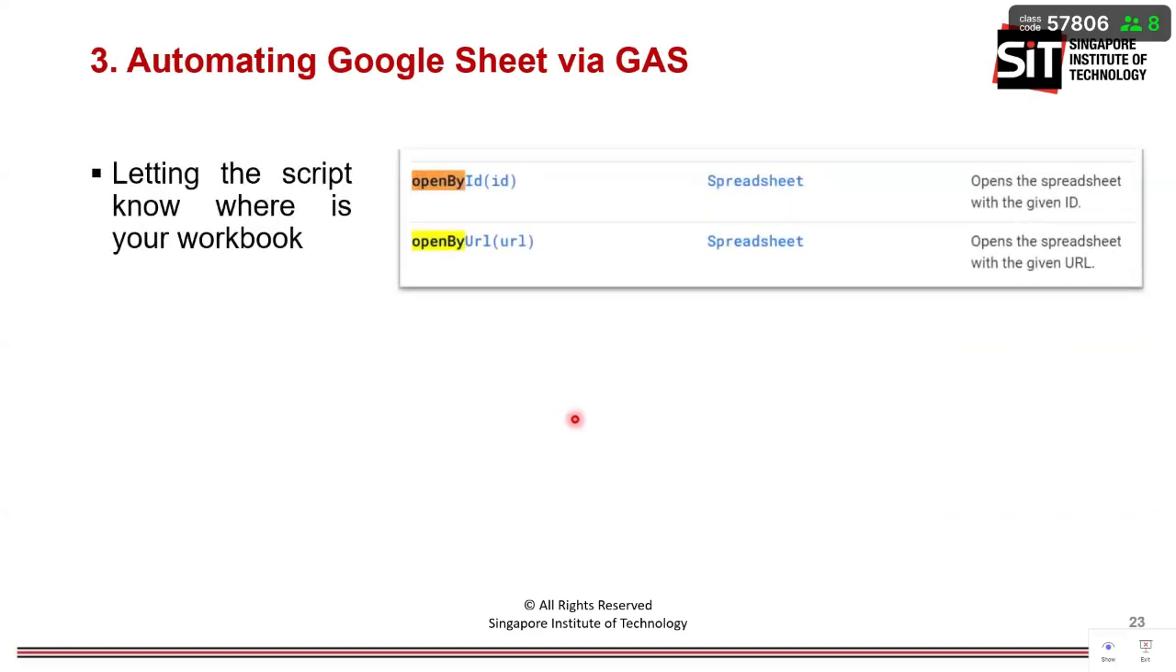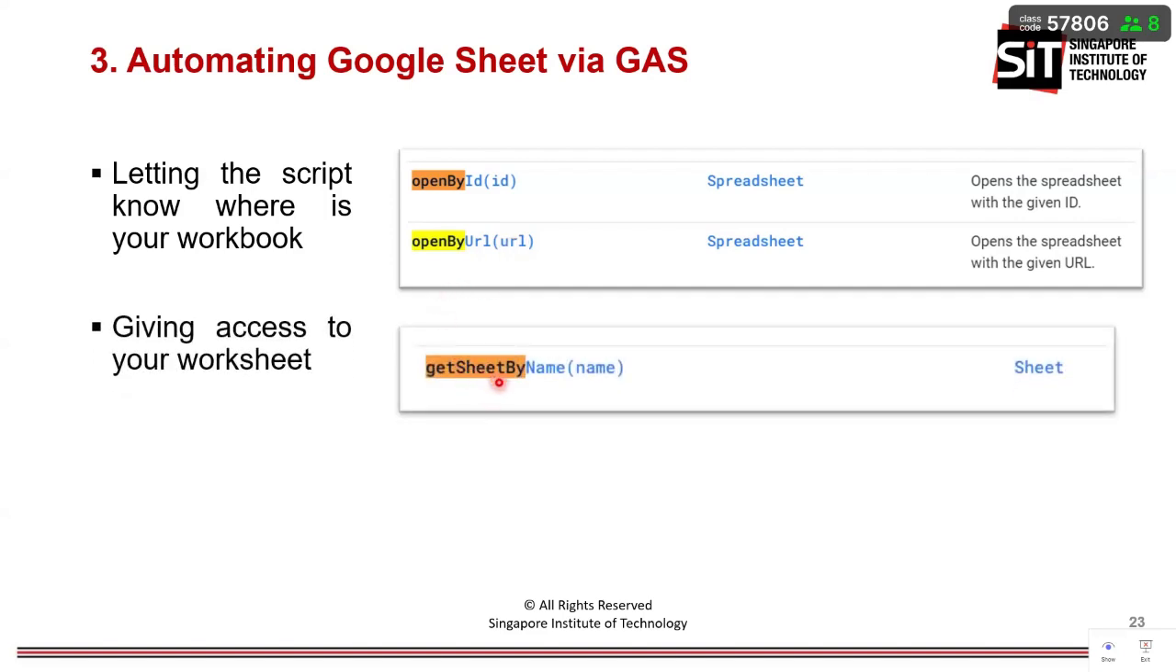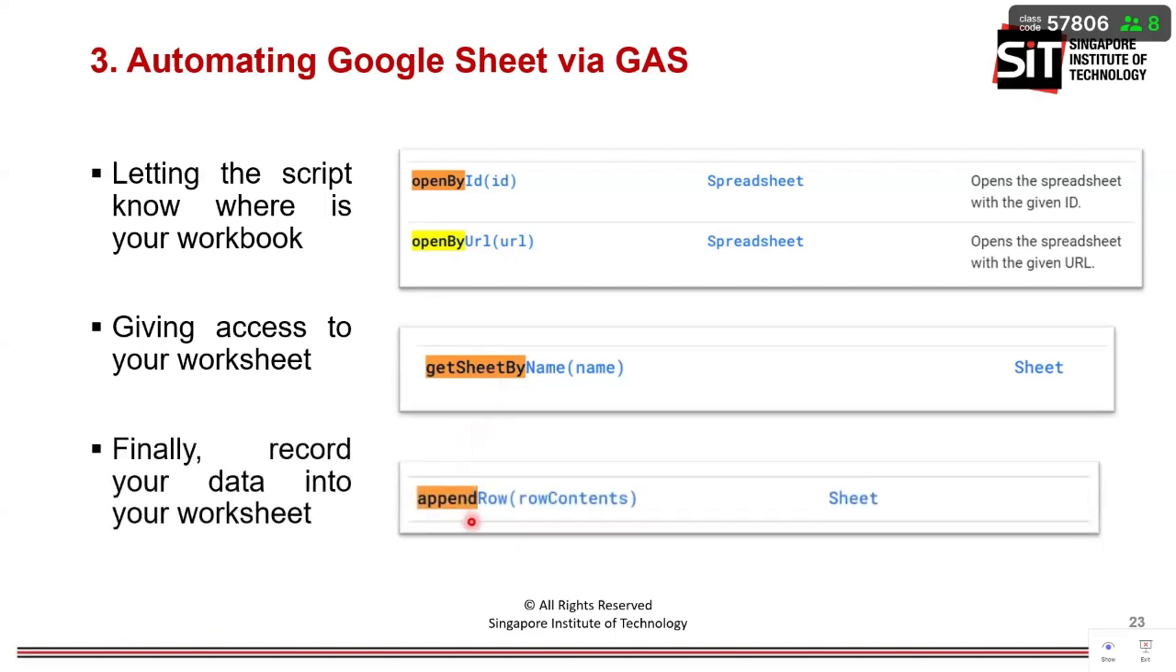Now, this is what I've shared with you before with regards to the use of the APIs. In Google, they have built in their own functions to help you open up your workbook. So we are using openByUrl. We use the URL function to open your workbook and then get access to the worksheets. And finally, we use append to store data inside your respective worksheets.